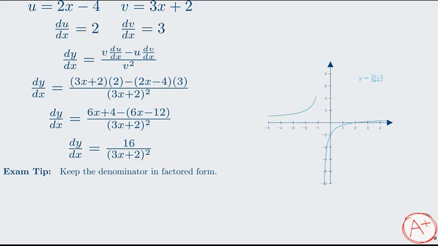In Cambridge exams, it is rarely necessary to expand the denominator, and leaving it as a square is actually preferred as it makes finding stationary points much easier later on.